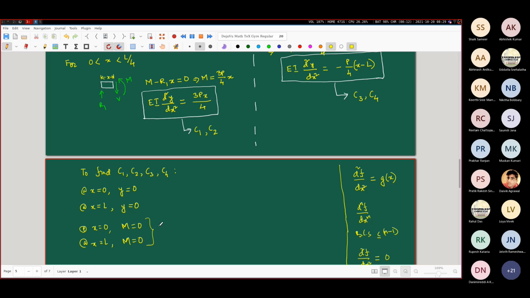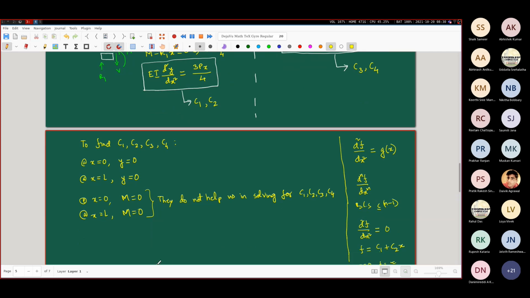So they do not help us in solving for C1, C2, C3 and C4. So there was another opinion here that we should use the continuity conditions, and that is the correct thing that we are going to use.